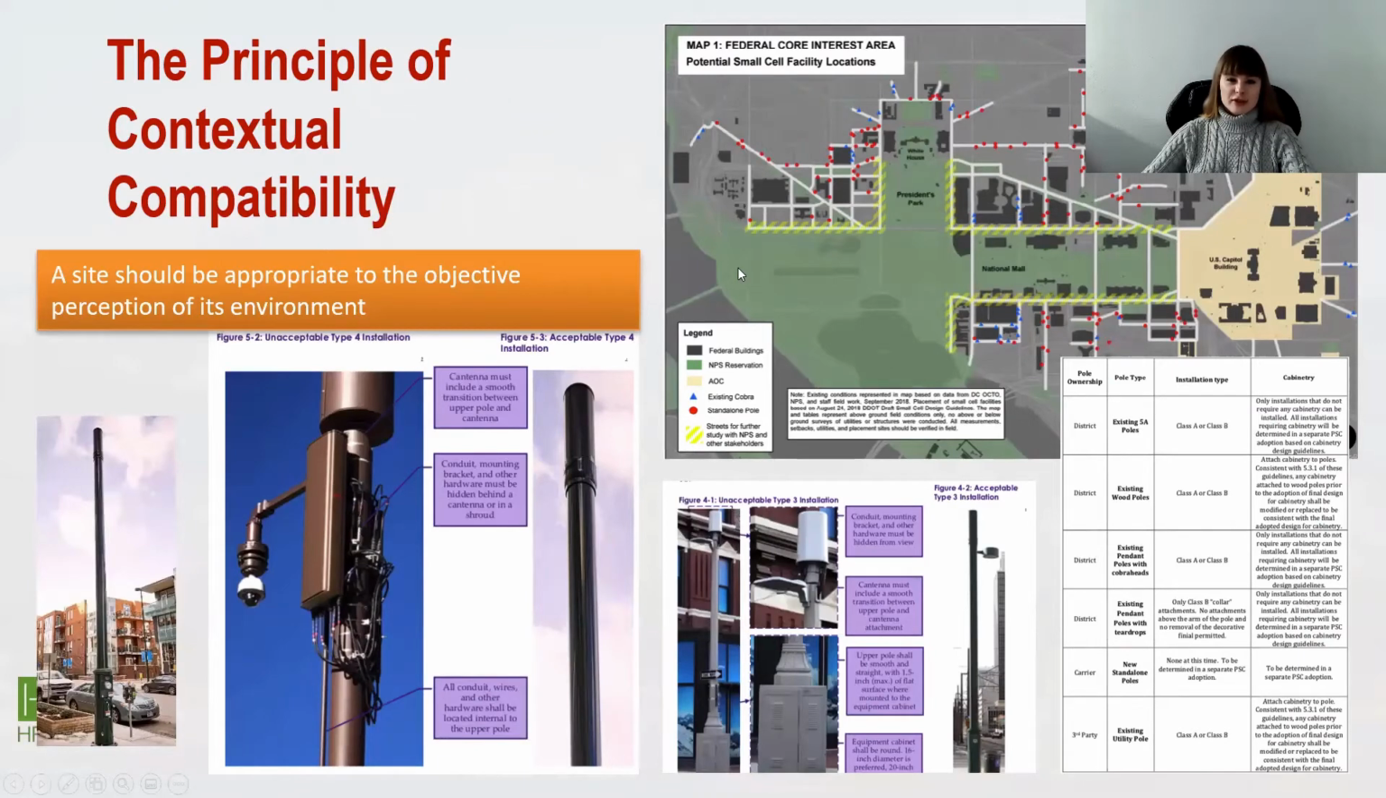And the last principle, contextual compatibility, is that a site should be appropriate to the objective perception of its environment. So it's not necessarily as important how many elements the site has or how big it is. It is more important that it fits and is least visible within the context where it is located. So understandably, within a park, a small cell would have very different contextual considerations than within an industrial plant area. So many communities can get very particular on the type of neighborhood and the type of site that they will accept, depending on what else is within that district or within that zoning area.